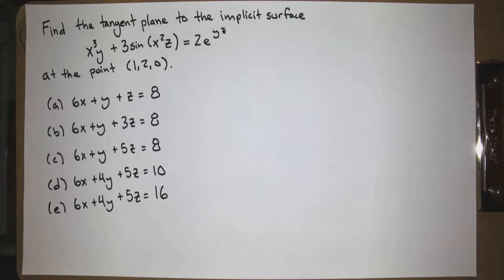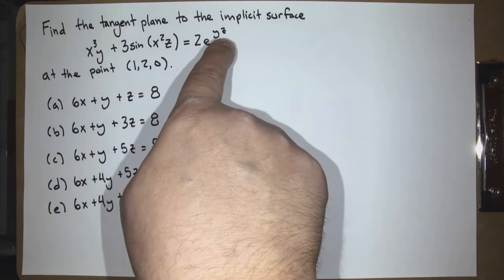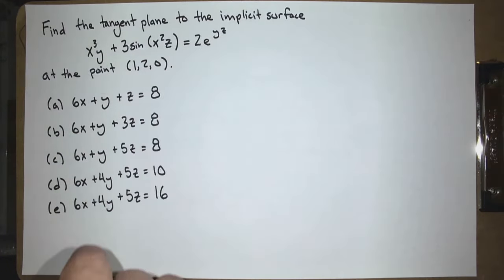We just don't know how to write z as a function of x and y, because anytime you try to get z outside of the sine, you trap this z even more and vice versa. So we can't write z as a function of x, y. That's why it's called implicit. But we still can find the tangent plane, and at a specific point, I should have said 1, 2, 0.